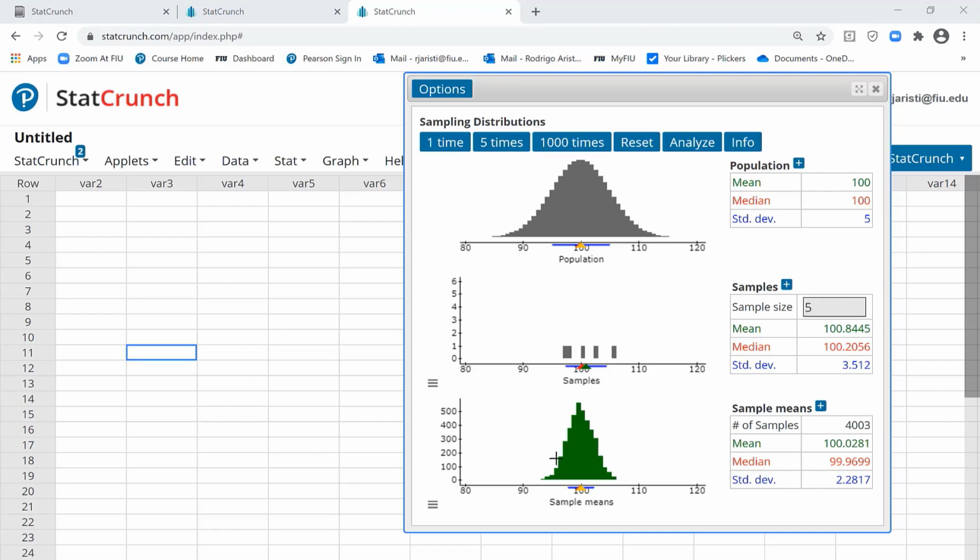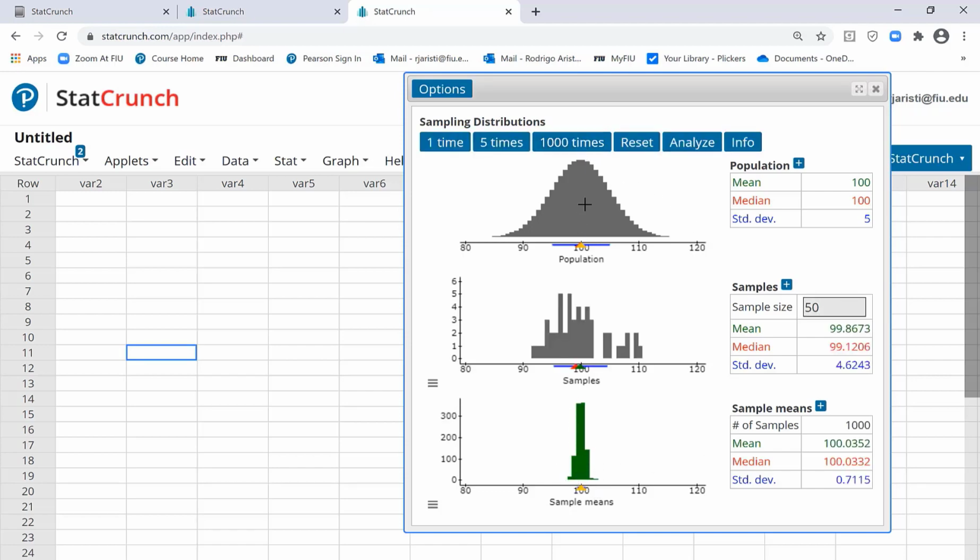What happens if we increase my sample size from 5 to 50? Then the distribution of all of these green points, which represent samples of size 50, will be closer to the center. Then the distribution will be narrower. Let's change the sample size to 50. Then when we obtain 1000 samples of size 50, let's observe what happened with the distribution.